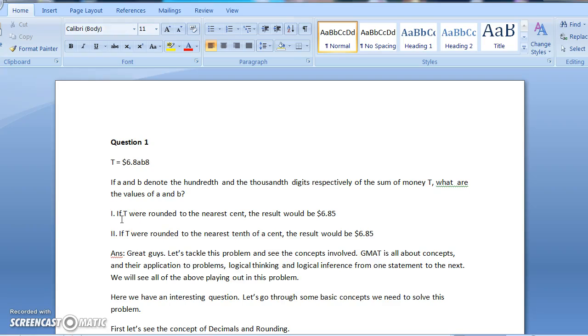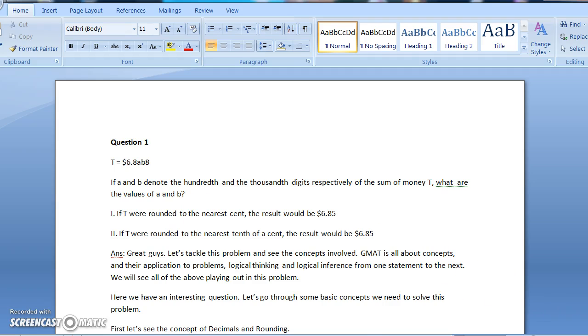Hello, let's see this interesting question of GMAT. T equal to $6.8AB8. If A and B denote the hundredth and the thousandth digits respectively of the sum of money T, what are the values of A and B? Statement 1: If T were rounded to the nearest cent, the result would be $6.85. Statement 2: If T were rounded to the nearest tenth of a cent, the result would be $6.85.